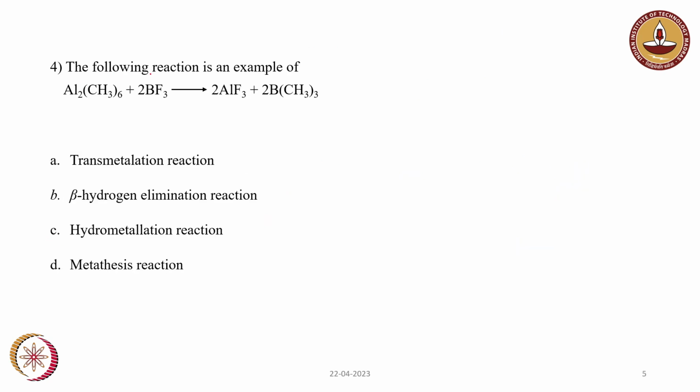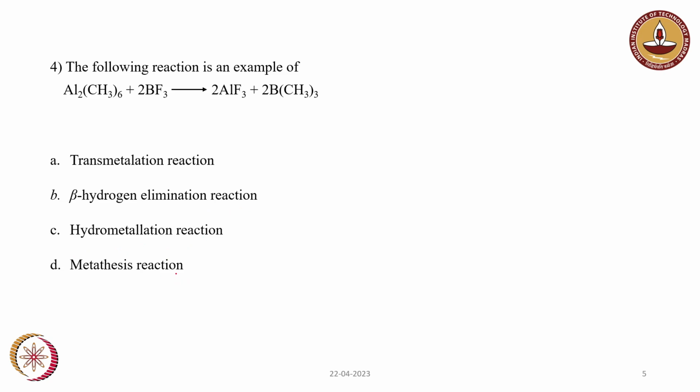The next question is: the following reaction, Al2(CH3)6 plus 2BF3 giving 2AlF3 plus 2B(CH3)3, is an example of what? Option A is transmetallation reaction. Option B is beta hydrogen elimination reaction. Option C is hydrometallation reaction, and option D is metathesis reaction.